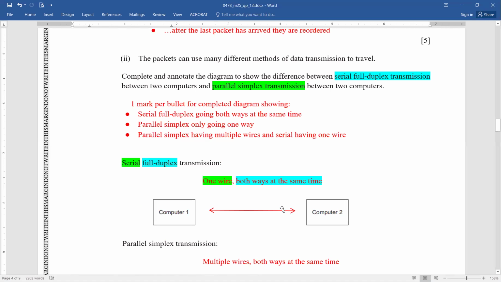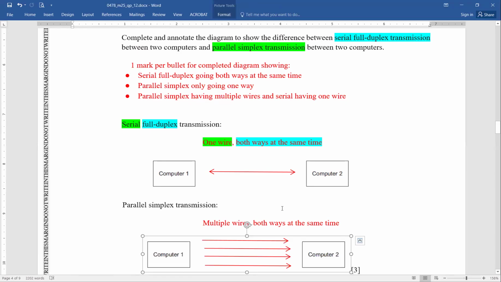Understand? Yes, just in this manner, they are expecting the students to write down, annotate and draw the diagram. Annotate the diagram basically. So here you were supposed to draw a line intelligently to show this, and write it down also to make the concept clearer, that serial means one wire and full duplex means both ways at the same time. So similarly, parallel means multiple wires and simplex means both ways. Is it both ways? Yes, simplex means what?